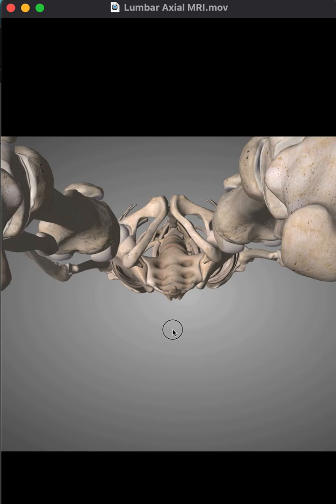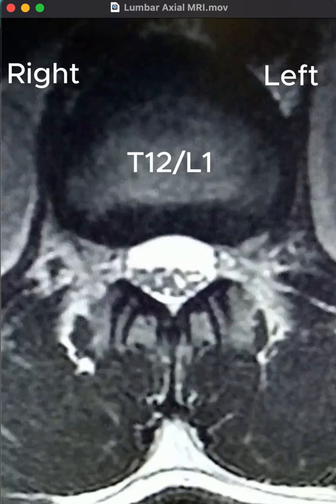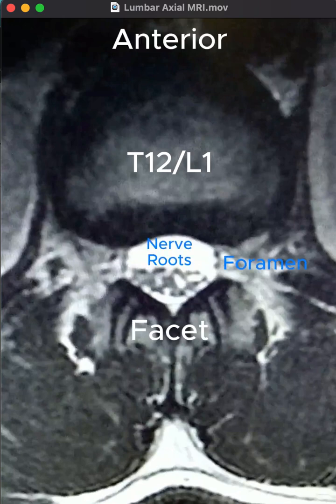of the MRI. As I go into some of the actual images here, I've labeled the right side and the left side. In this particular level, we are at the T12 L1 junction. As I move a little bit further down here, I've labeled the anterior aspect of the spine. So again, this is the front. The facet joints are these structures right here. These are weight-bearing structures similar to the vertebral disc.